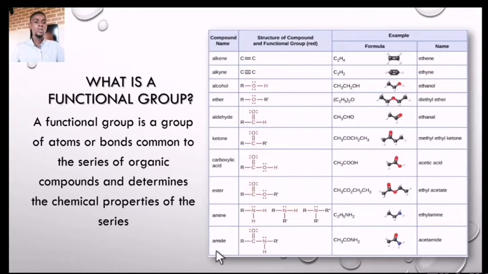And lastly, when we get to SS2, we'll talk about the amide. So do not be in a haste to know these functional groups. Do not be in a haste. You're going to be introduced to them one after the other. So these are functional groups.